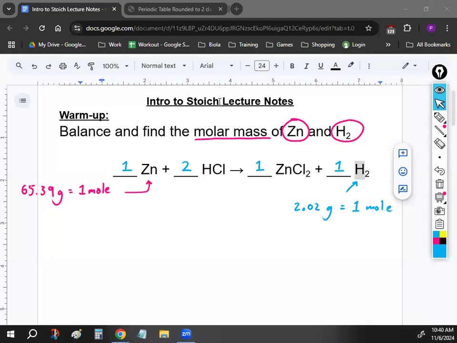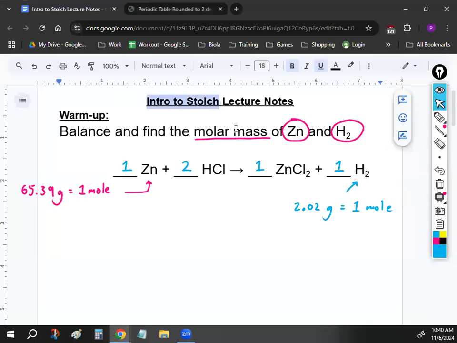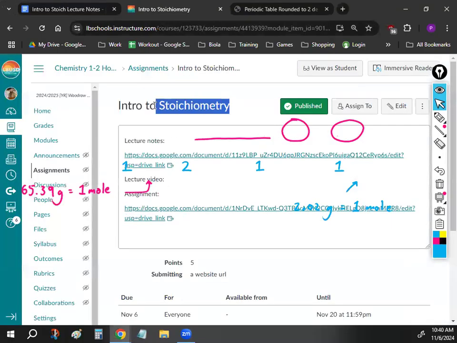If you guys take a look at the title of the lecture, it's called Intro to Stoich. Okay, so Stoich is short for this term called stoichiometry. If you guys take a look on Canvas, your assignment is called Intro to Stoichiometry, but that's a big, long word, so we just write Stoich. Let's talk about what Stoich is, because it's pretty much the main thing of chemistry for our class.